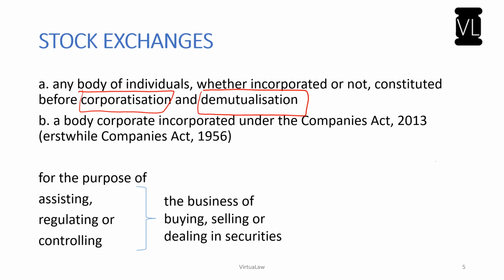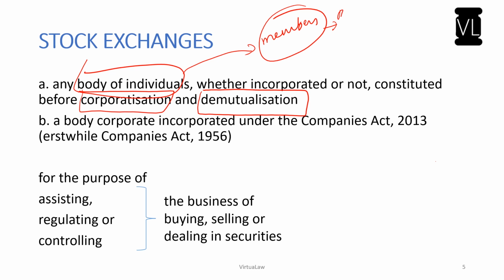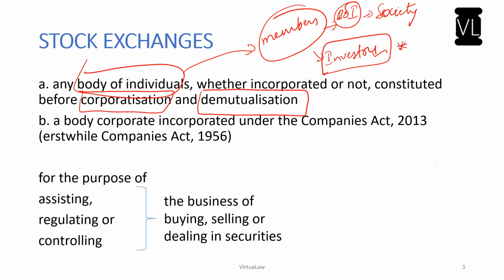So in a body of individuals, the only concept was that there were members who constituted such a body. Such a body of individuals is usually an association of persons or a society majorly, right? And then there were investors. So SEBI said, boss, I need protection of investors. I don't care what your members are all about, but I want protection of investors because I am the regulator in this market. And the body of individuals said, yes, we are ready to do whatever you want us to do. And SEBI said, firstly, convert your body of individuals into a corporate.